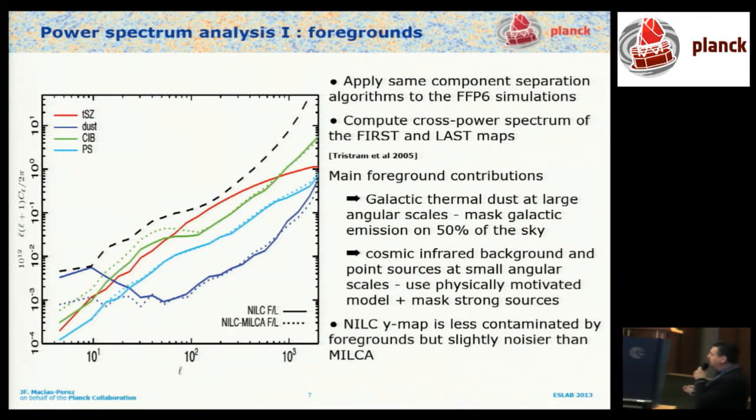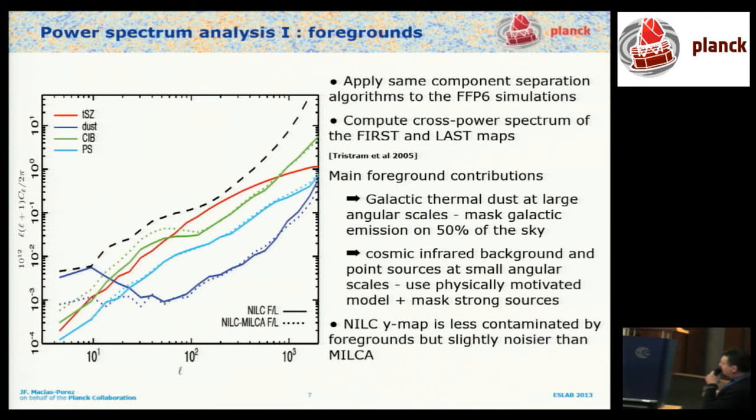So you have here the power spectrum as a function of multipole. This is the power spectrum of the Y map, in units of Compton parameter squared times 10 to the 12. You can see different components. Here you have the SZ signal in red in the maps.